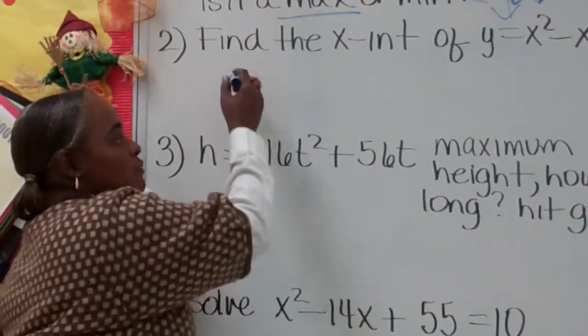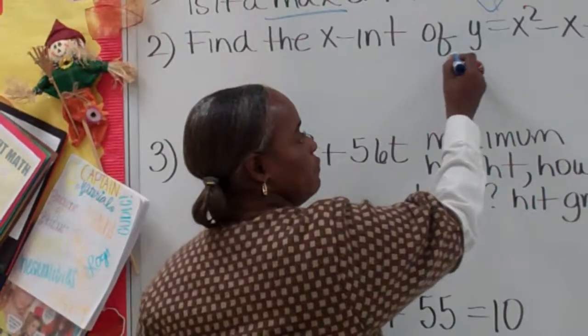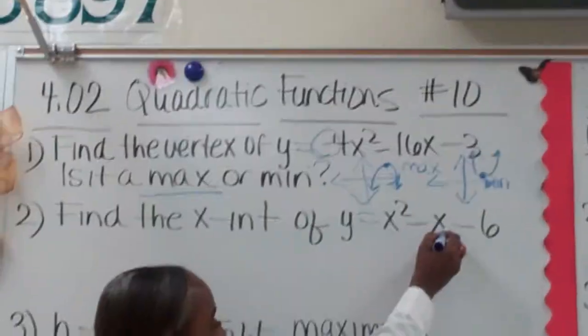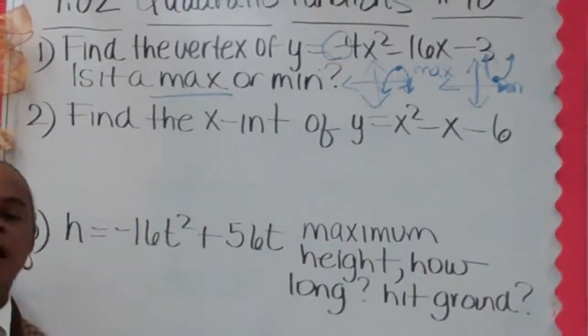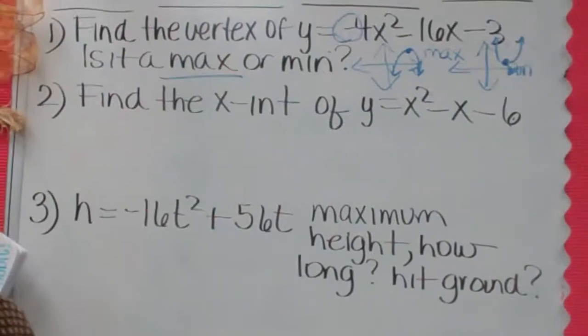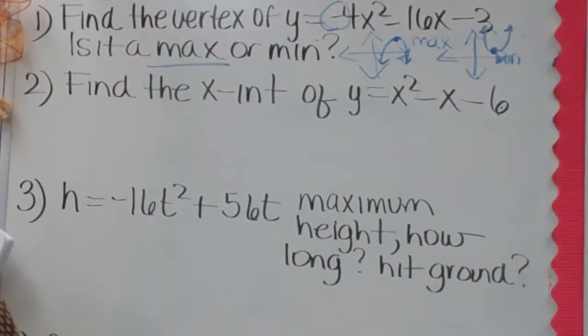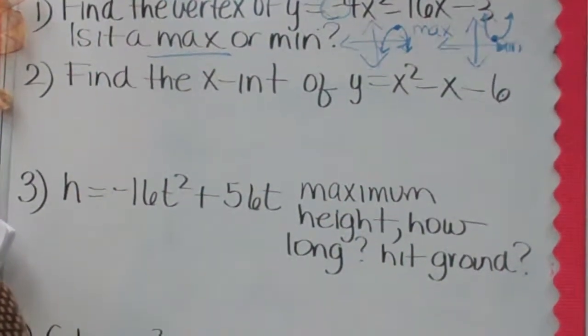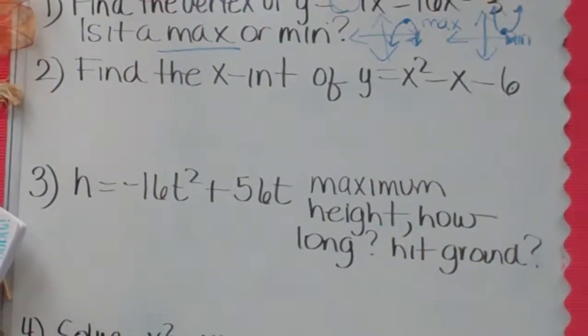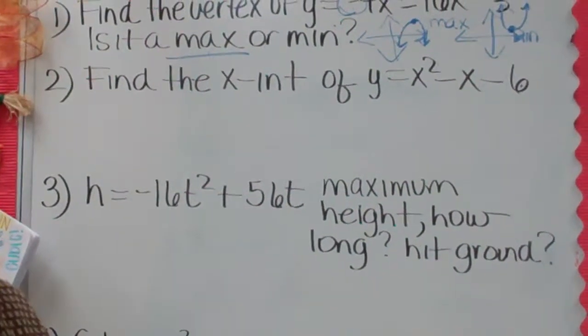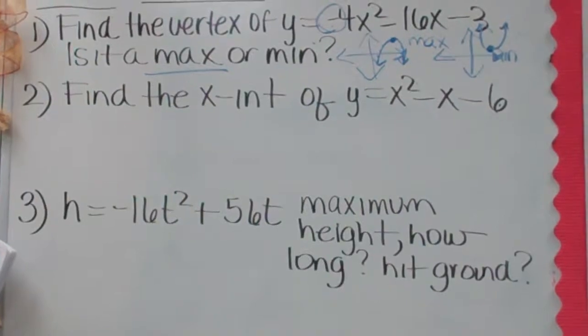Problem number 2. Find the x-intercepts of y equals x squared minus x minus 6. Now, to find your x-intercepts, you need to remember what x-intercepts are. X-intercepts are where the graph crosses the x-axis.